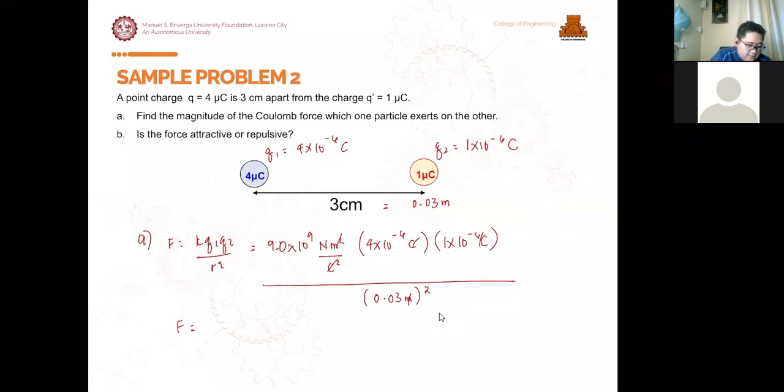0.03 squared. Okay? Thank you to those who are solving. So, we have 40.0 Newton. Okay? So, this is our answer for question number 1.